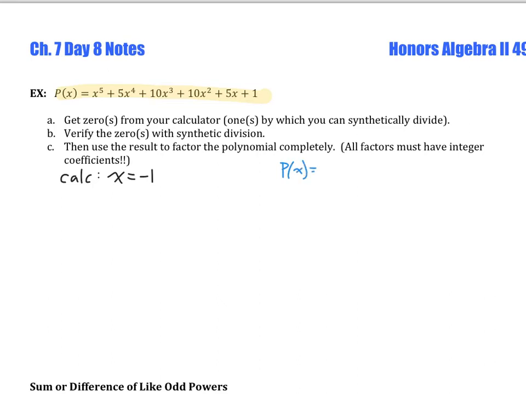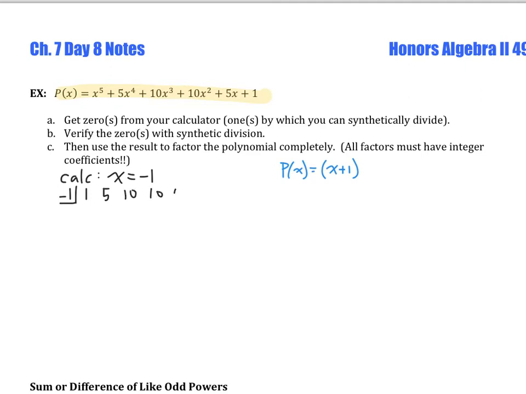So if -1 is a 0, we know we have one factor of x plus 1. Let's verify that with our synthetic division. All right, so -1 goes in the corner. I take a look at our polynomial. Do we need any placeholders? Our answer is no, so we can go ahead and write our coefficients.